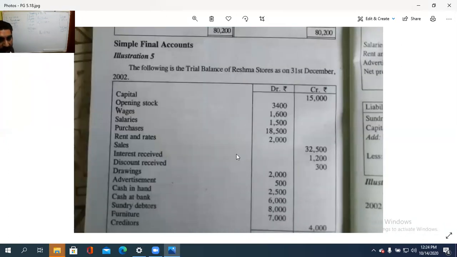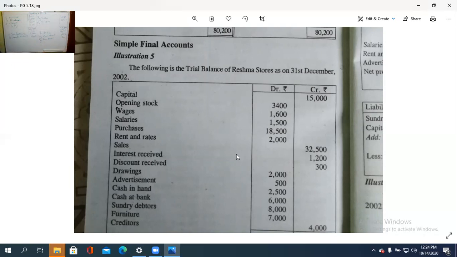See, capital is a balance sheet item, opening stock already taken, wages already taken. To salaries, it is 1,500. Then to rent and rates, how much? 2,000. Then interest received. By interest received, it is an income. How much? 1,200. Then by discount received, 300.